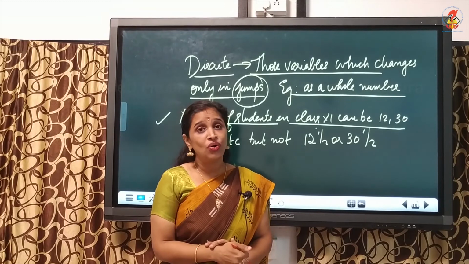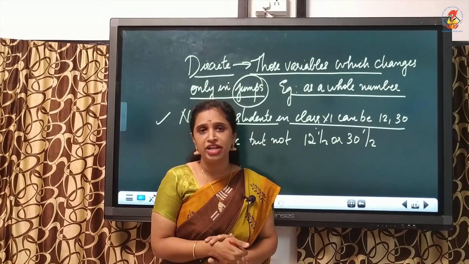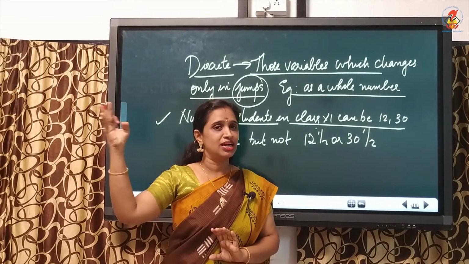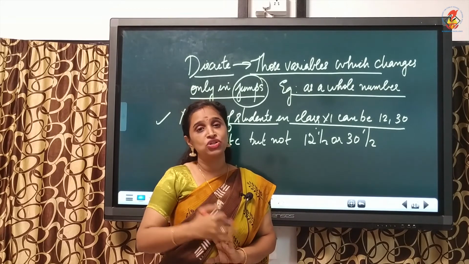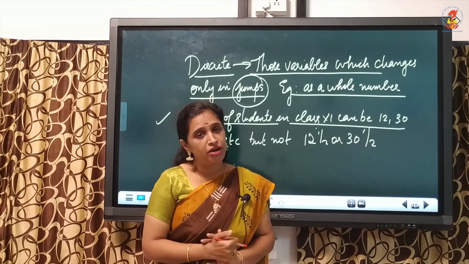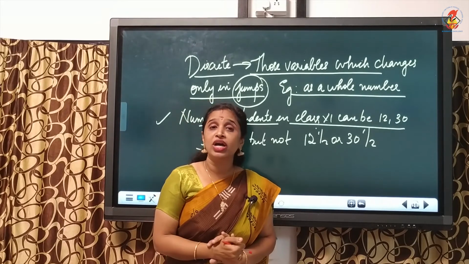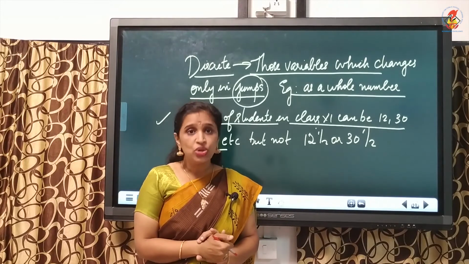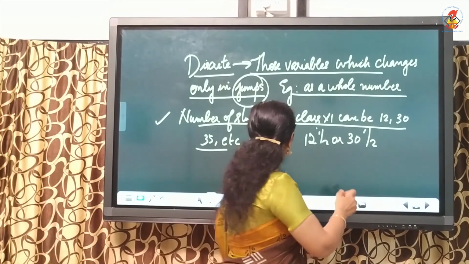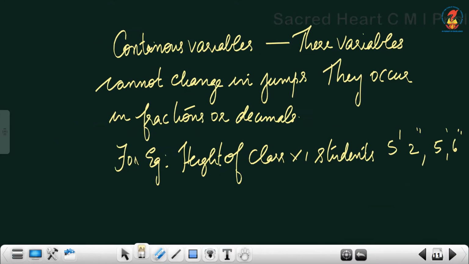So it occurs only in a jump. That means it can appear only in a whole number. Number of students in a class can be 35 or 34. It cannot be in the form of a fraction or a decimal like 34 and a half or 32 and a half. So the variables which can occur in jump or as a whole number are known as discrete variables. That means there is no 12 and a half or 30 and a half student in class 11.